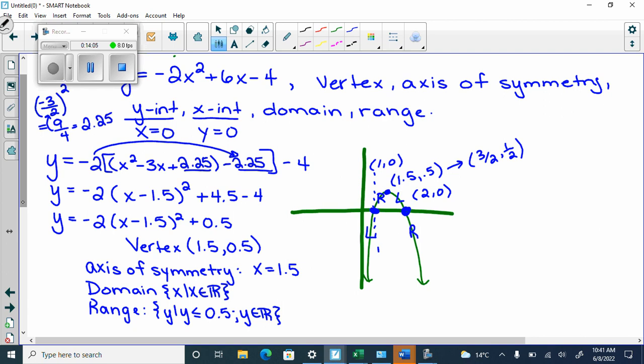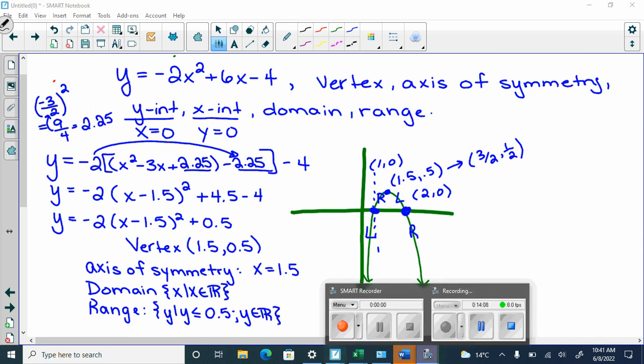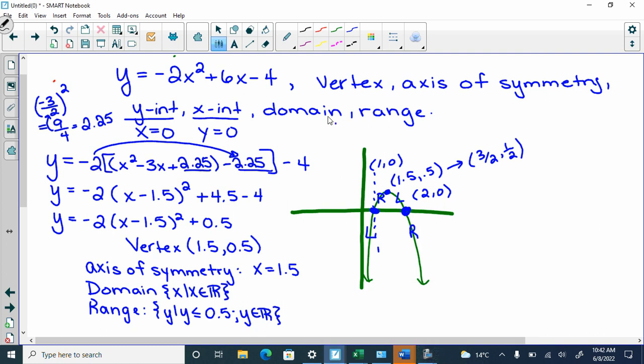My y-intercept is really easy, and the form that you want your y-intercept... What is going on? I must have two of those going. I do. That's weird. Okay.